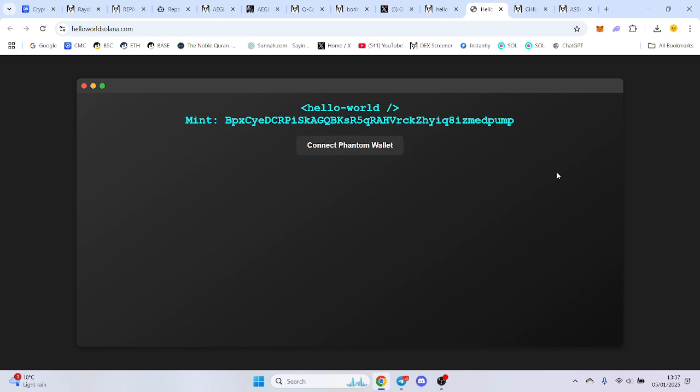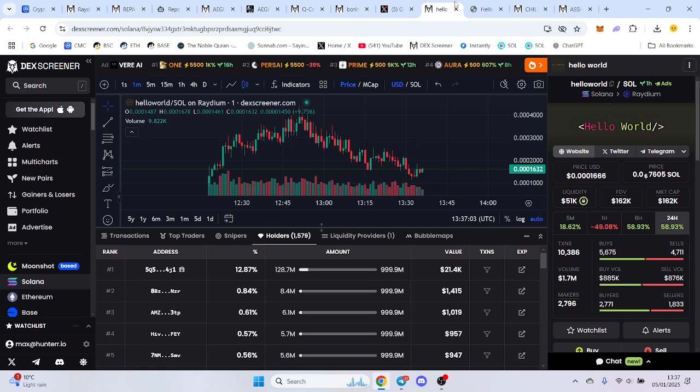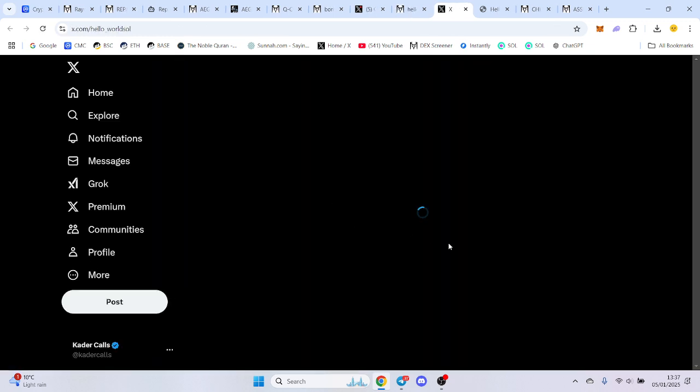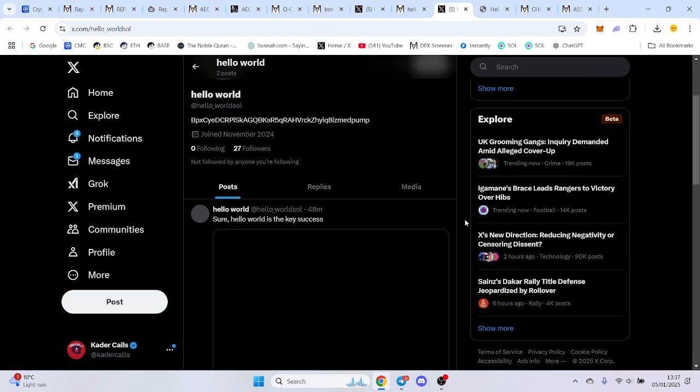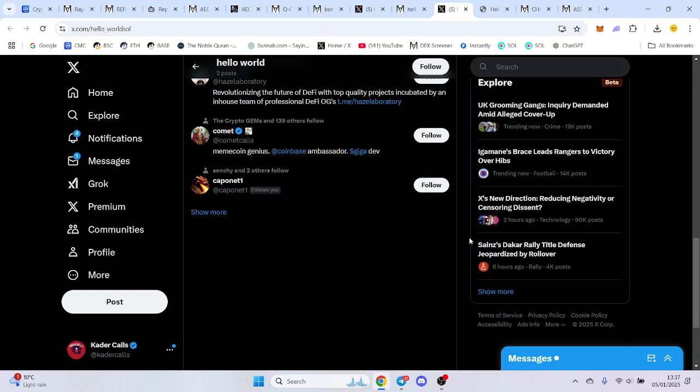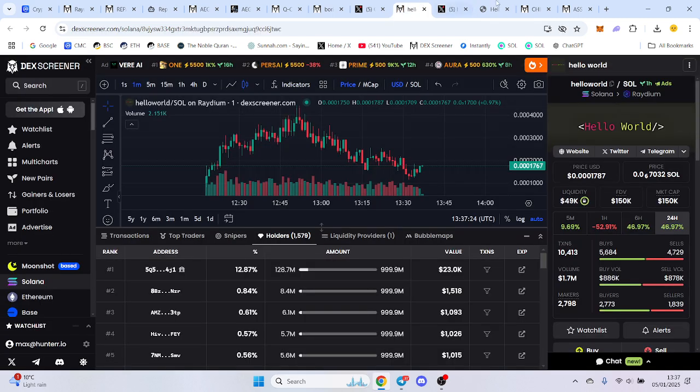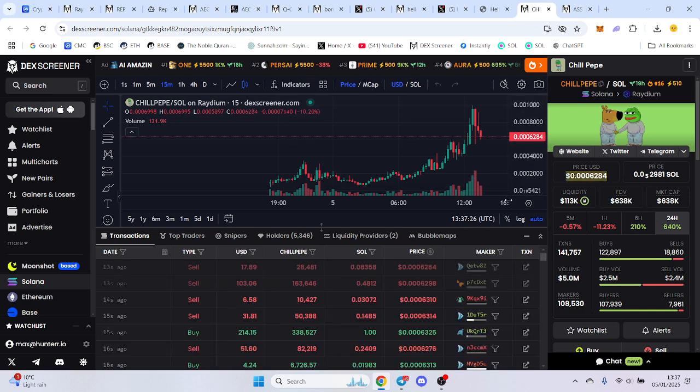Have they got any utility? Is there anything there? Why would I connect my wallet to that? Let's check the Twitter and see if it's giving us any info. Nothing. So I wouldn't buy, based on it being completely dead.